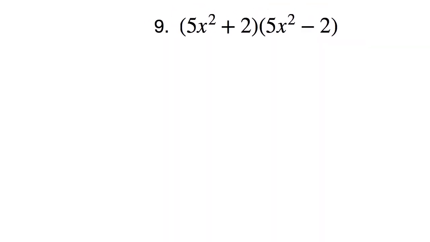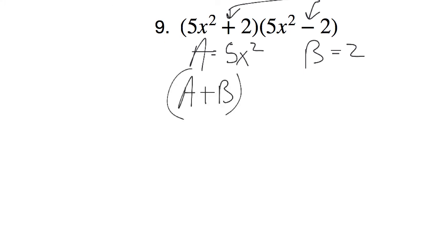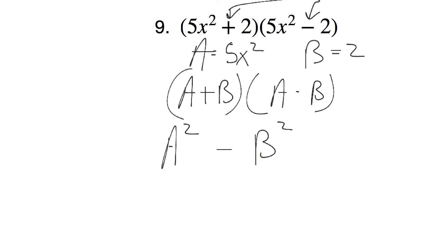Let's do the same thing here. Yes, we have conjugates, two binomials that are exactly identical except that there's addition and subtraction. I'm going to let a equal 5x squared, and I'm going to let b equal 2. Therefore, what I really have is a plus b and a minus b. I know from the formula that when I multiply that out, it's a squared minus b squared. A squared is going to be 5x squared times itself, which is 25x to the 4th, minus 2 squared, which is 4.